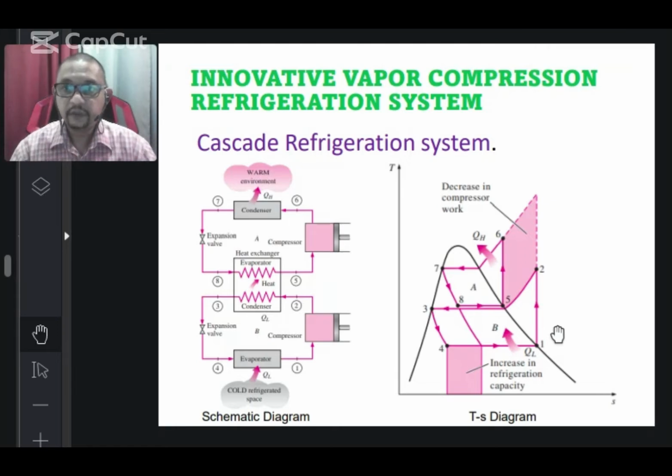Innovative vapor compression refrigeration system. Number one is a cascade refrigeration system. As we discussed earlier, the simple vapor compression refrigeration cycle is the most widely used refrigeration cycle, and it is adequate for most refrigeration applications.